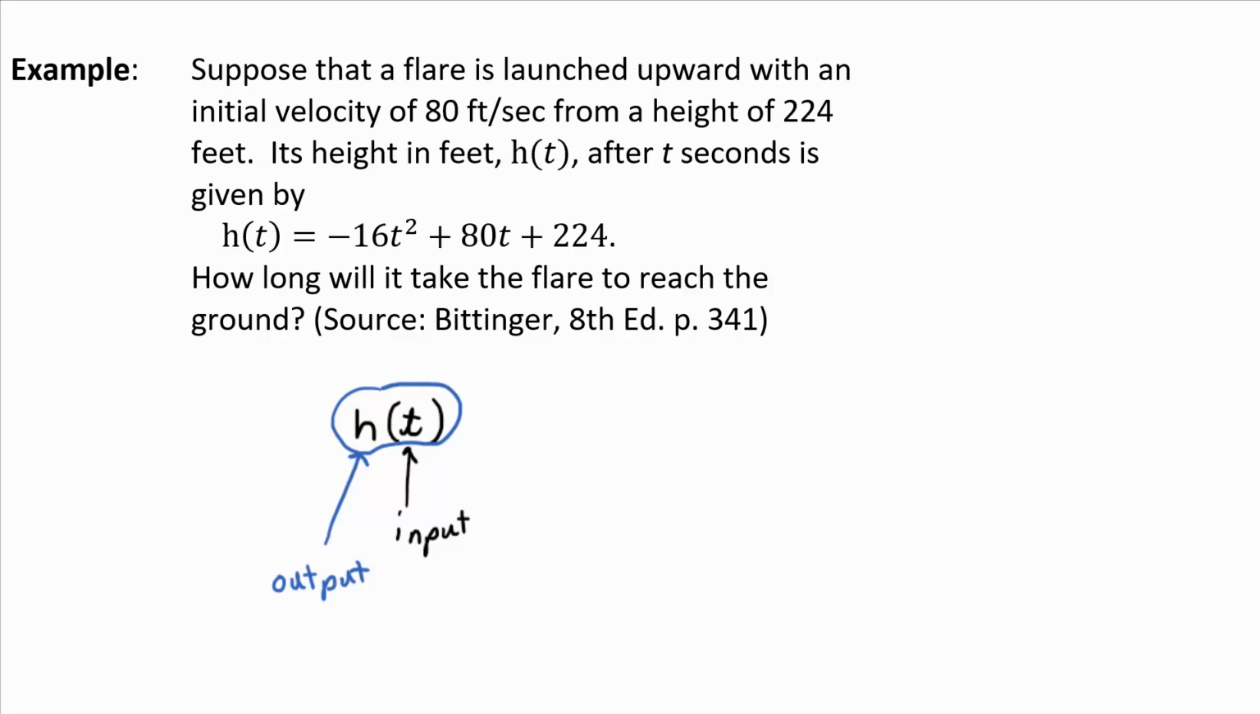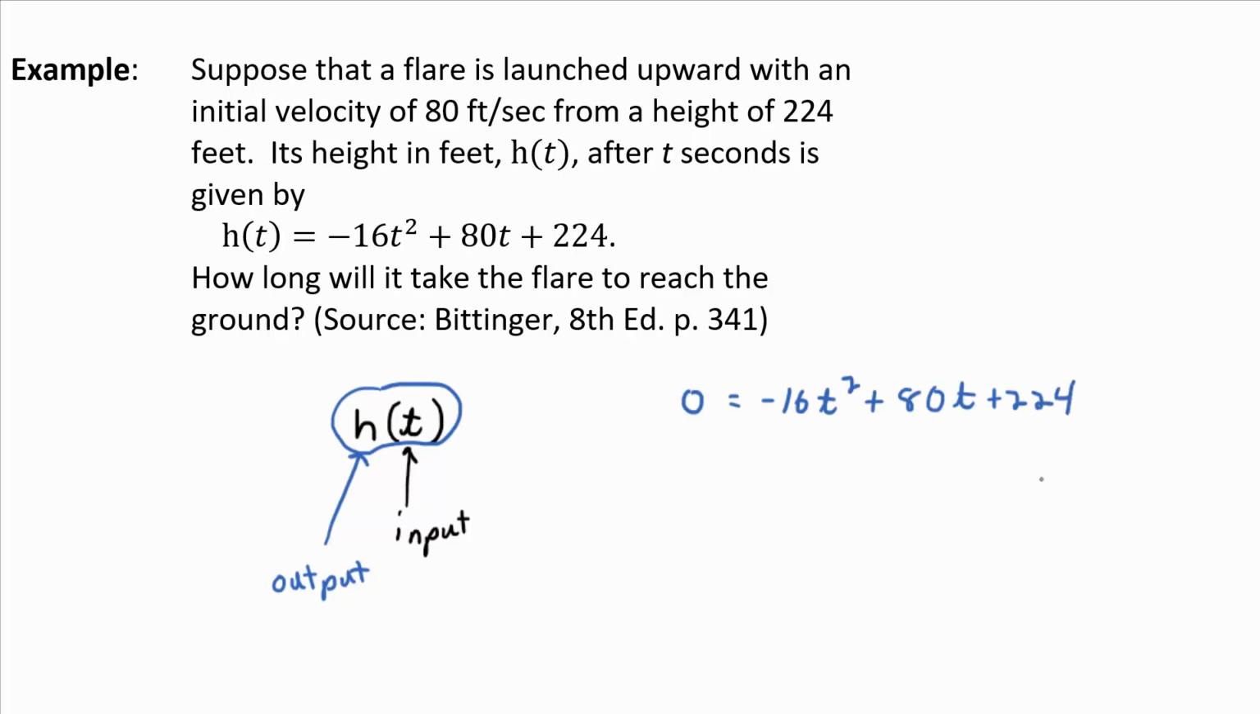So since h of t is your height, you're going to replace the output variable with 0 in this case. In the homework, it might ask you, when is f of t equal to 4? In that case, you replace the output with 4. But here it's at a height of 0 when it hits the ground. So what we're going to do is plug 0 in right there, and we'll get this equation. 0 equals negative 16t squared plus 80t plus 224.